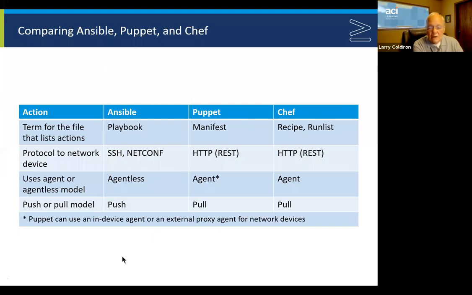A little summary here for the terms, and these are probably for the CCNA, something that's a little more significant. Ansible's playbooks use SSH, secure shell, and it uses the standard port 21. Agentless uses a push model. Puppet uses a manifest. HTTP REST is representational state transfer. The agent is required on it. It is a pull model, as is Chef. Recipes and run list, HTTP REST, agent, pull goes along with it.